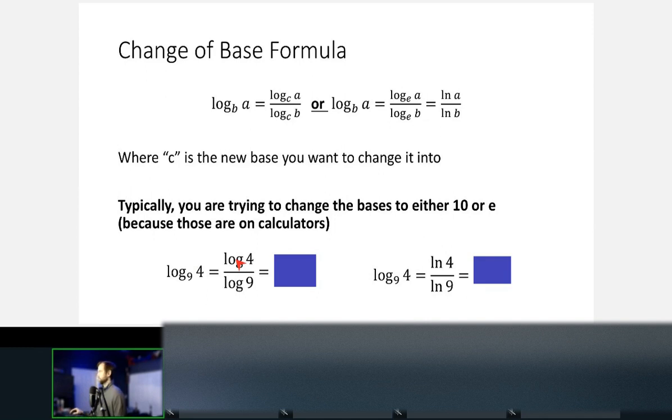Everyone on your calculator, type this in. Type in log 4 divided by log 9. And tell me what you get. And make sure you round to, do I tell you what to round to on this page? No, I don't. Give me 3 decimal places. Everyone type it in.